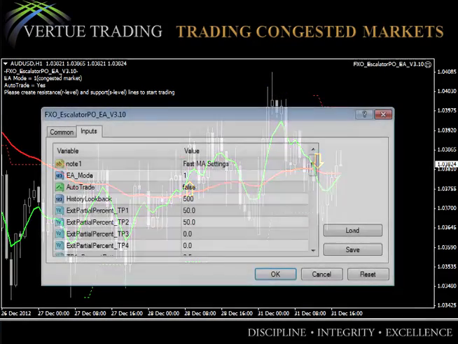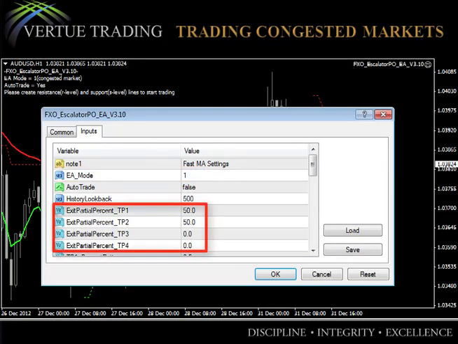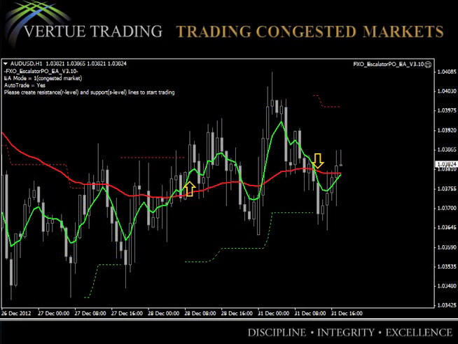resistance levels. To enter mode 1, the trader must set EA mode to 1, as it is here, and set both TP1 and TP2 to take 50% profit at each of these levels. TP3 and 4 should both be set to 0. When we enter positions under these choppy conditions, we should reduce our profit expectations accordingly.